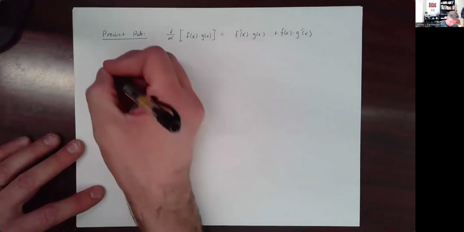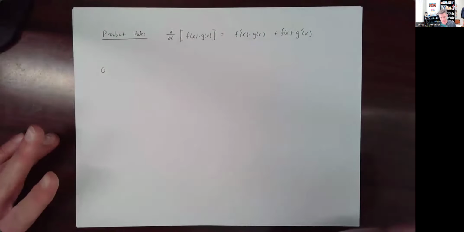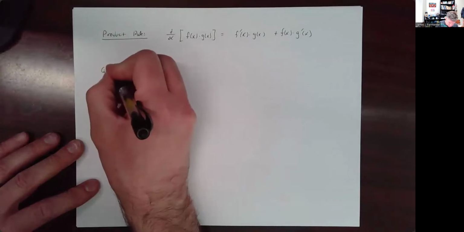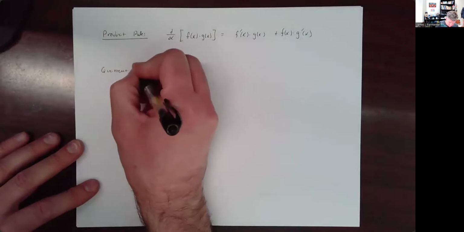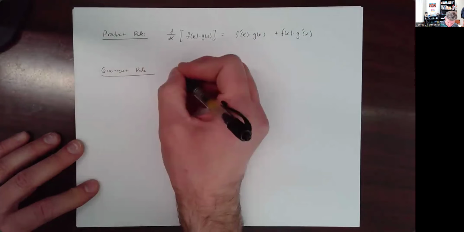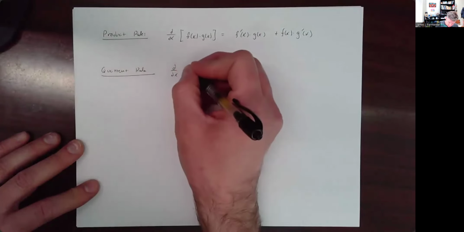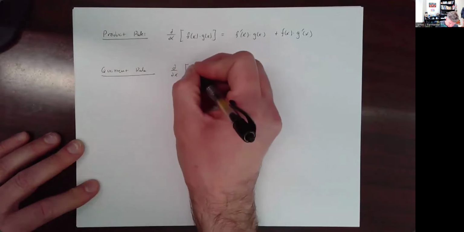We have the quotient, and we'll do some examples of these after I write them all down. We have the quotient rule, which is that the derivative of f of x divided by g of x.